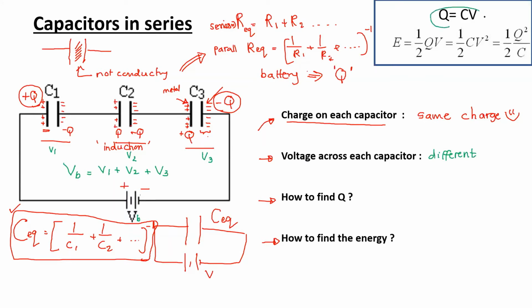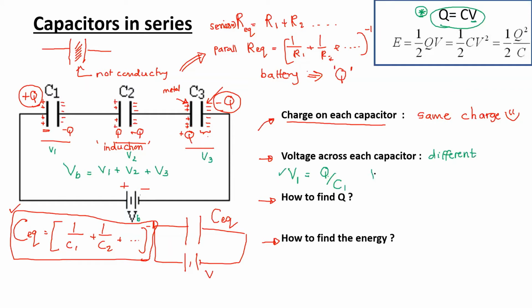Using this equation. This is the general equation for a capacitor, right? In a charged capacitor, we know Q equals CV. So if we rearrange this, we get V equals Q over C. So for the first capacitor, V1, for the first capacitor, voltage will be Q over C1. So are we okay with this?